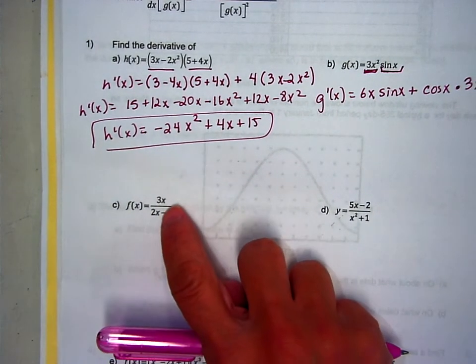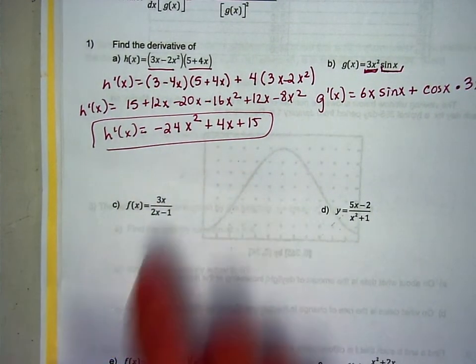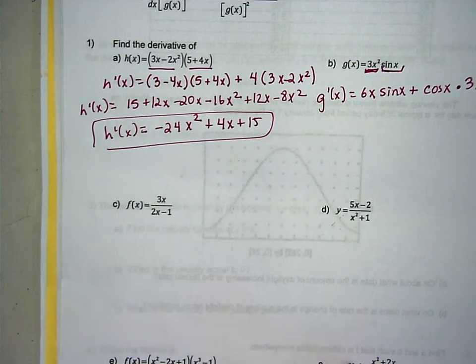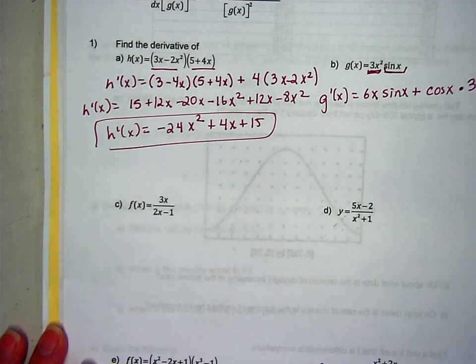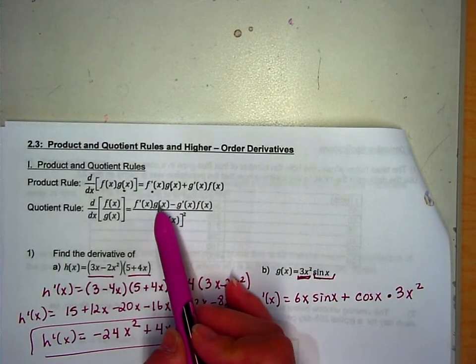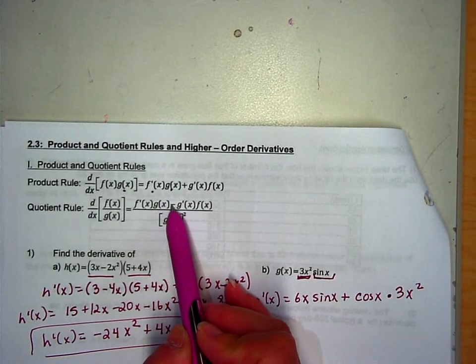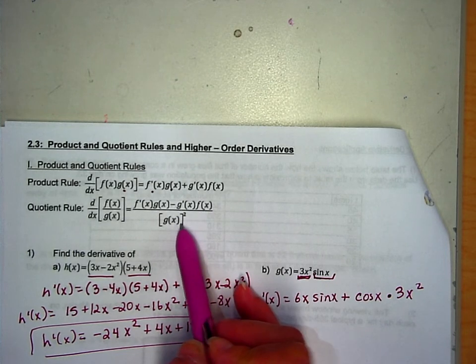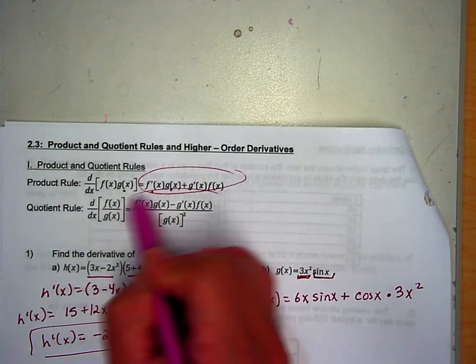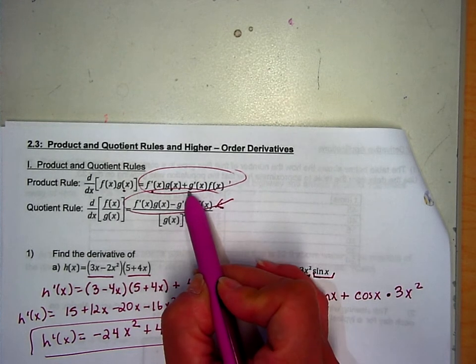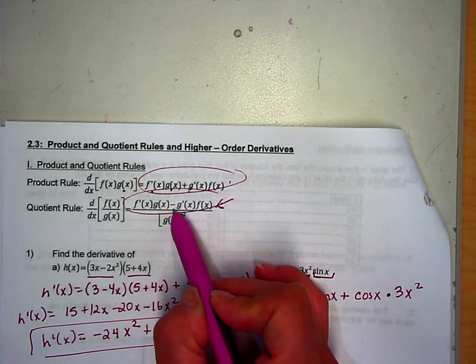Okay, C. So there's no other way to simplify this. If there was just one term on the bottom and more than one term on the top, you could separate into two separate fractions. So we're going to need to use our quotient rule here. The quotient rule says take the derivative of the top times the bottom minus the derivative of the bottom times the top, all over the denominator squared.